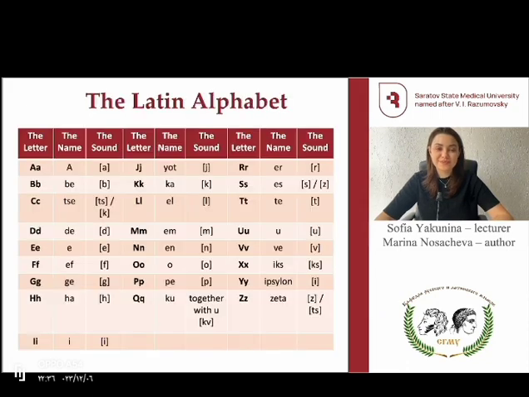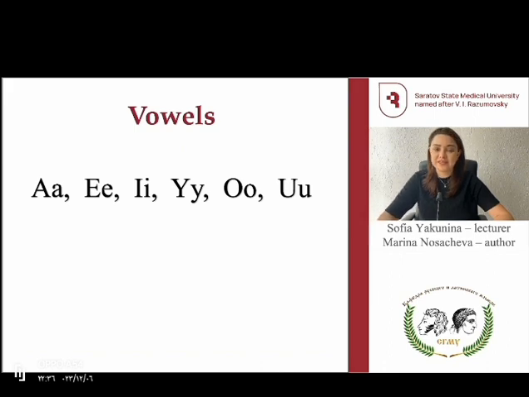So, let's start. The Latin alphabet is the base for many European alphabets, among them the English alphabet, of course. The Latin alphabet consists of 25 letters, 6 letters for vowels, and 19 letters for consonants. Latin vowels sound like their letter names: A, E, I, O, U. The letter Y is borrowed from the Greek alphabet, and it sounds as the Latin letter E.